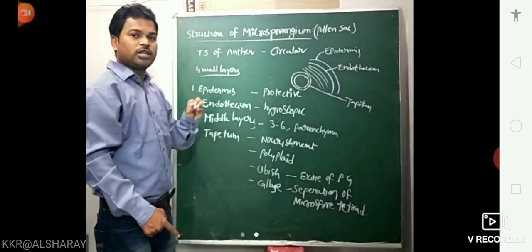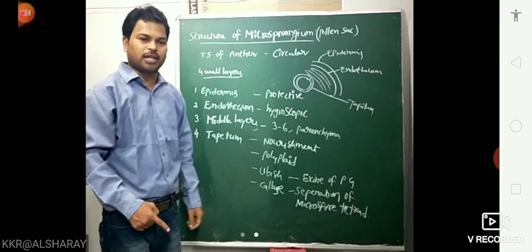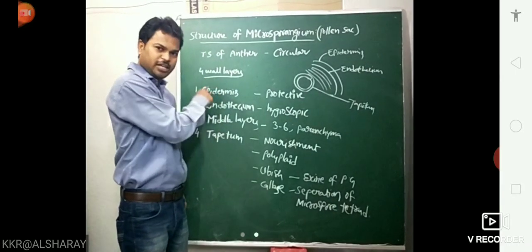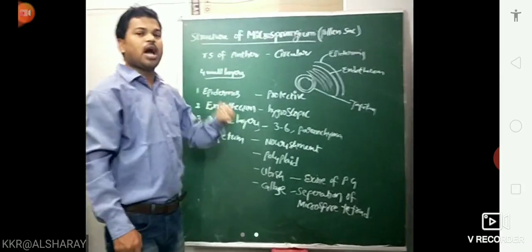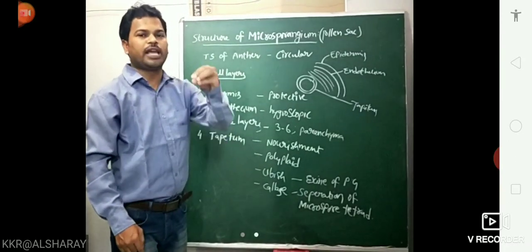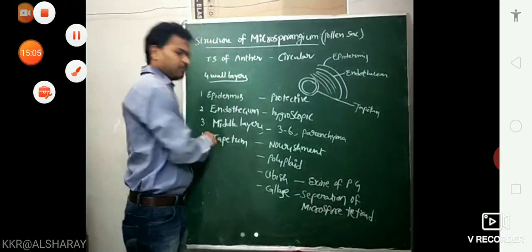For a theory question: name the layers which help in protection and dehiscence of anther. Epidermis, endothecium, middle layer. These three layers. Name the hygroscopic layer: endothecium. Name the protective layer: epidermis. Name the nourishment layer: tapetum cells.